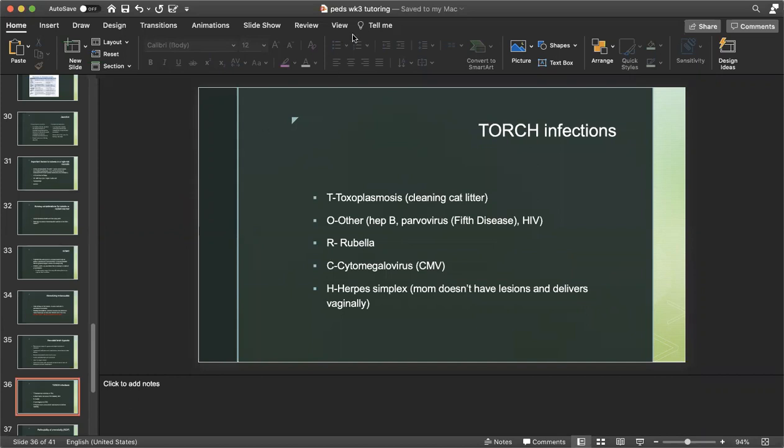So you always want to make sure, if you know the mom has herpes and she's going into labor, you need to make that assessment and make sure there are no lesions. And if there are lesions, you need to take the necessary precautions.